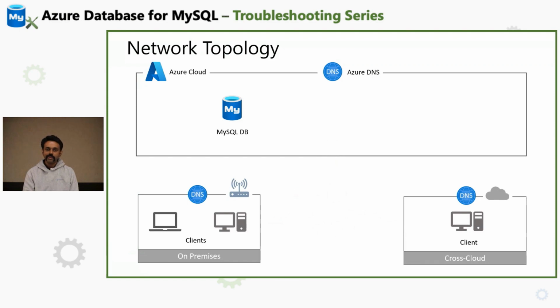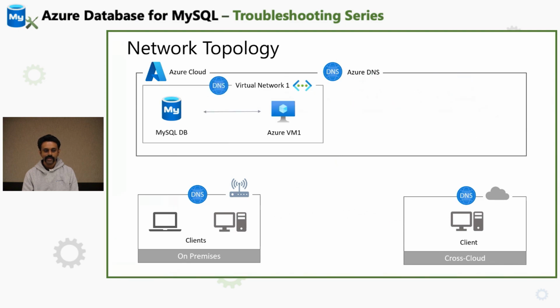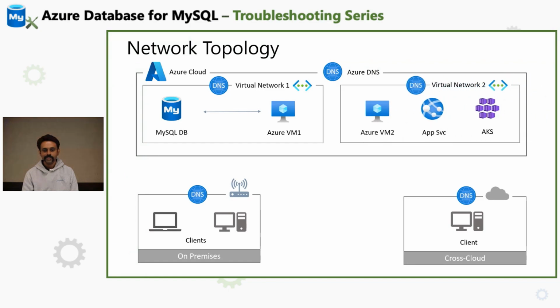Now let's look at private connectivity, how that works. Let's say our database is deployed to a virtual network in Azure. Now the only resources that can communicate with the database are those that reside in that virtual network, like this Azure VM1 can connect to our database. However, if we have a resource in another virtual network, could be deployed in an Azure VM or Azure App Service or Azure Kubernetes Service, it by default cannot communicate with anything on Azure VNet 1.